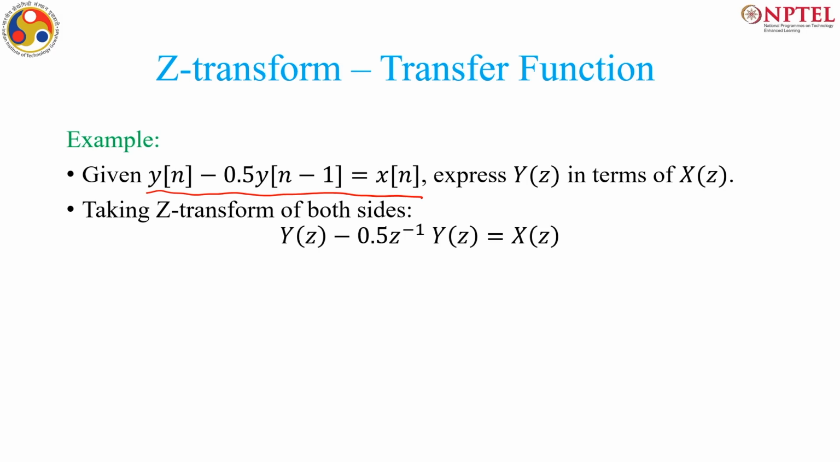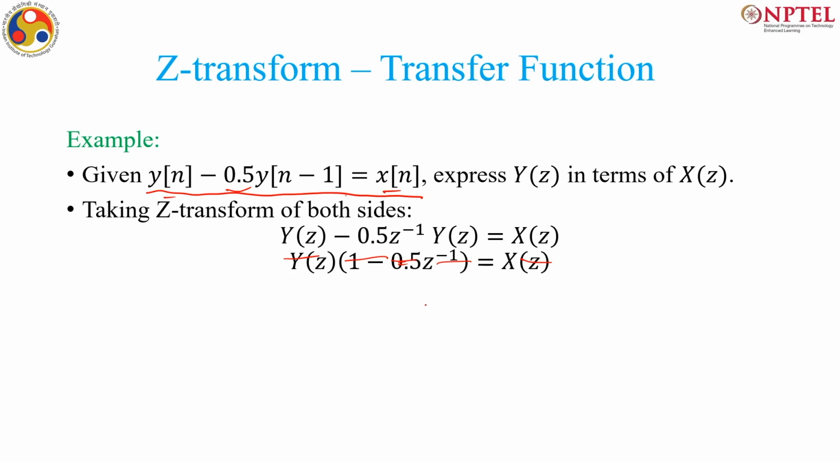If I take the z transform of both sides, y n gives me y z, this is a constant, and the z transform of y n minus 1 will be z inverse y z. Why is it so? This is a property. I am introducing a delay, so delay in the time domain will be a z inverse multiplication in the frequency domain, and x n will give me x of z.